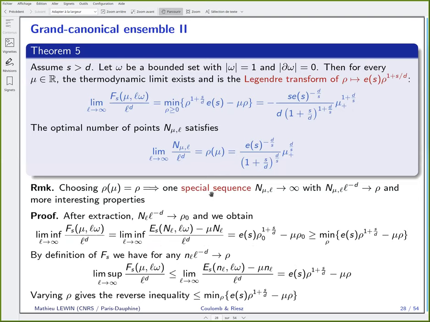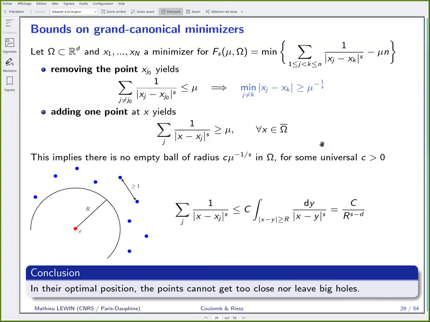Okay, and for this, it's much easier to discuss the grand canonical problem because there are more properties and I'm going to use these properties. So how am I going to use the properties? Here is the trick. Let me take a domain omega and a minimizer for this grand canonical problem. I call it capital N.